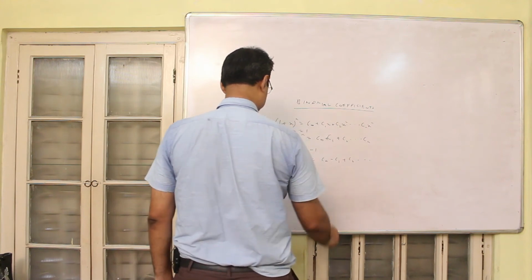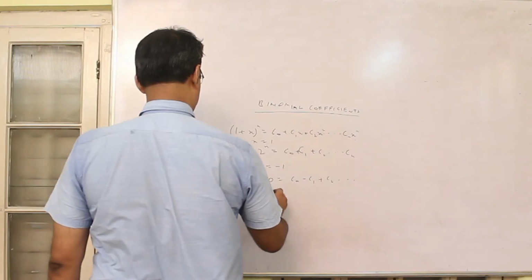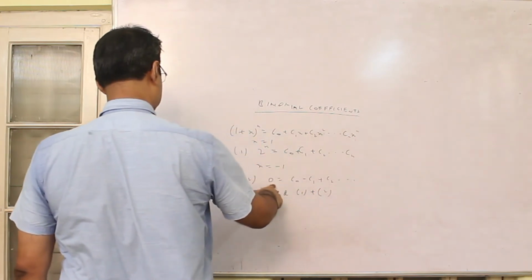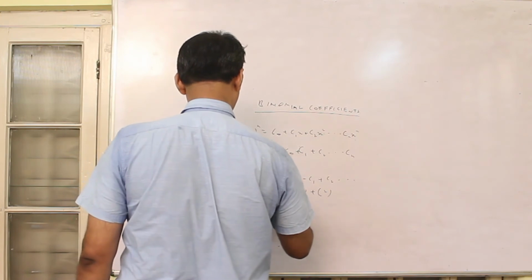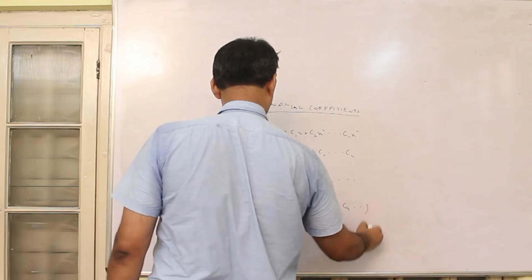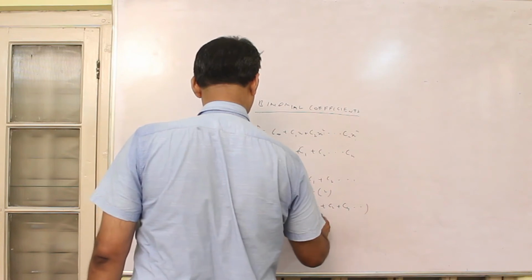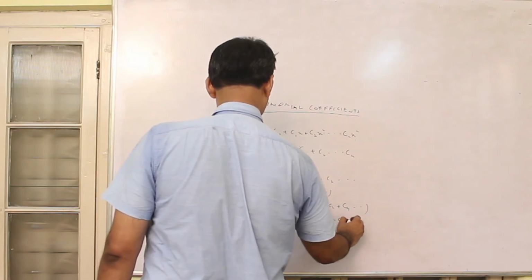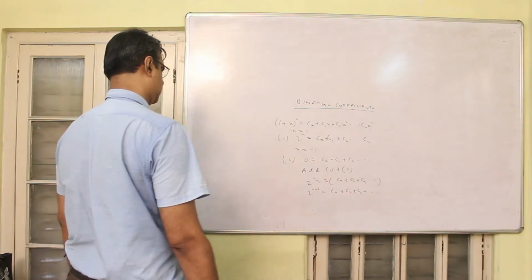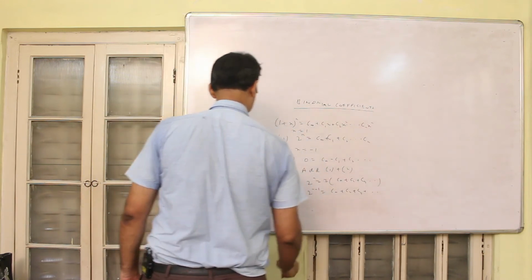If you add number 1 and 2, this is 1, this is 2. Suppose you add both of them, then you will get this. So 2 to the power n minus 1 is c0 plus c2 plus c4. So you can call this as number 3.